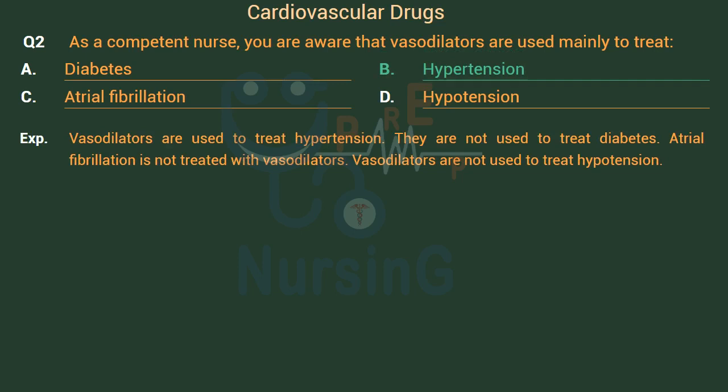Vasodilators are used to treat hypertension. They are not used to treat diabetes. Atrial fibrillation is not treated with vasodilators. Vasodilators are not used to treat hypotension.